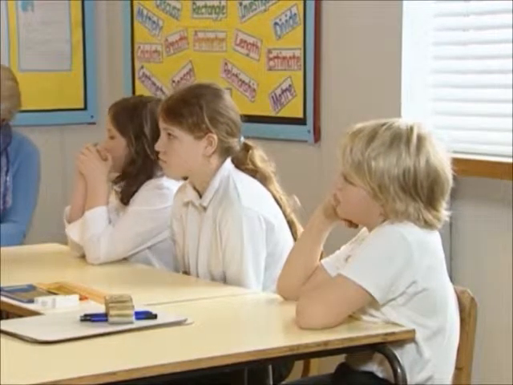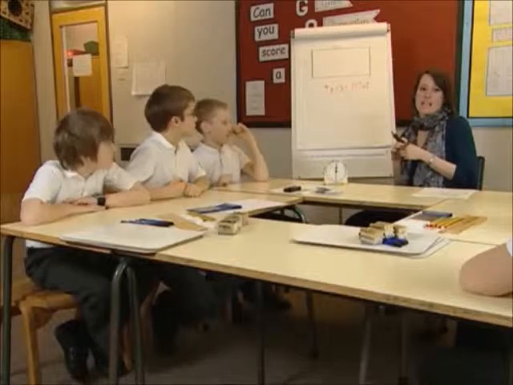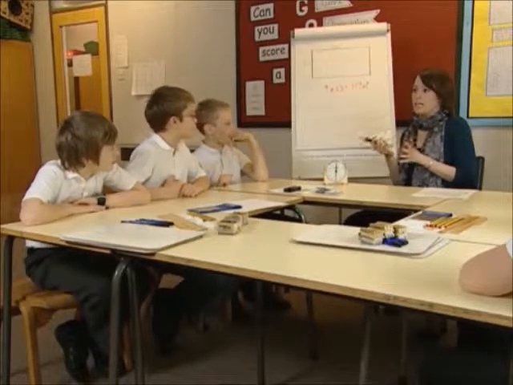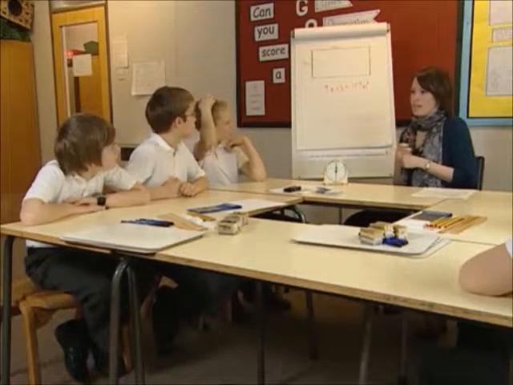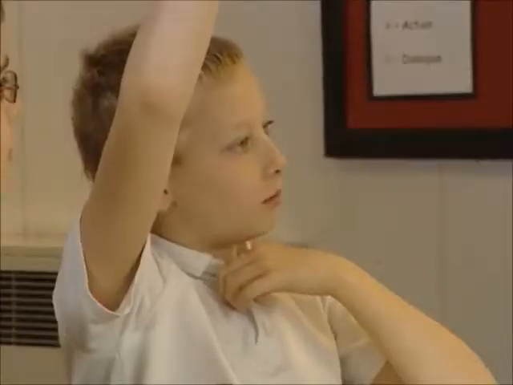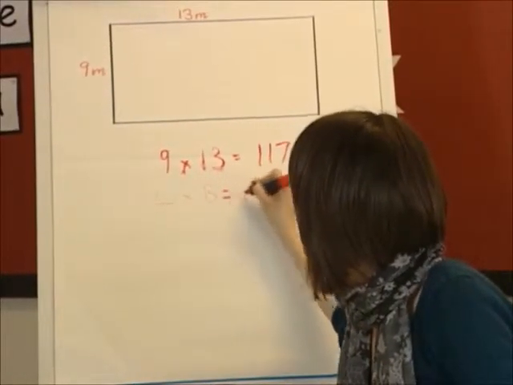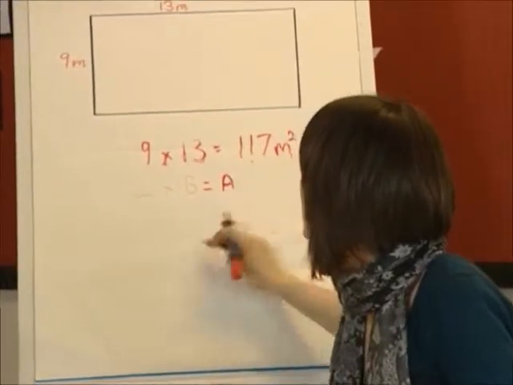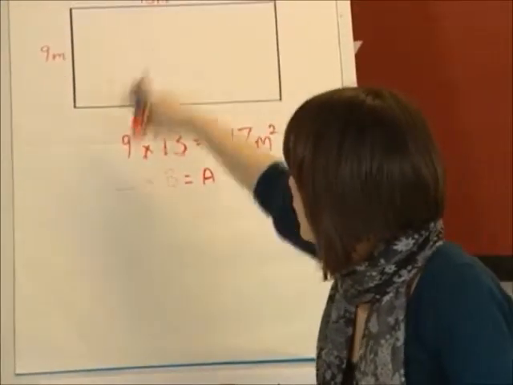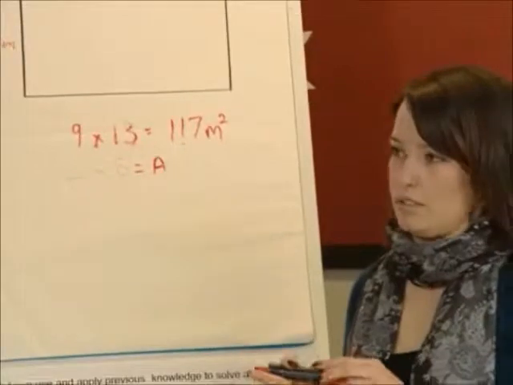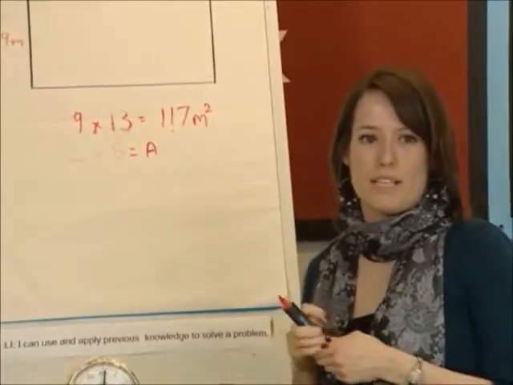Well done. Can you tell me a formula that we could write down for how we work out the area of a rectangle? Richard? L times B equals A. Length times breadth equals area. Excellent, well done. So length times the breadth equals the area. Okay. What about the perimeter?